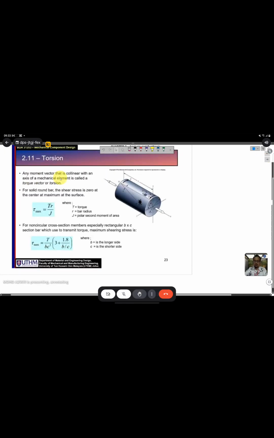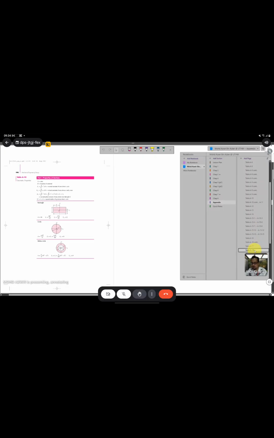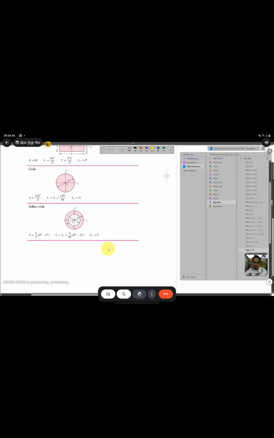Okay, and then for the torsion, where the load is T, okay, top. So you can calculate the shear stress. The formula will be TR over J, where T is the torque, R is the radius, J is the polar second moment of area. The same, you need to check for the J value, which is in Appendix A18.